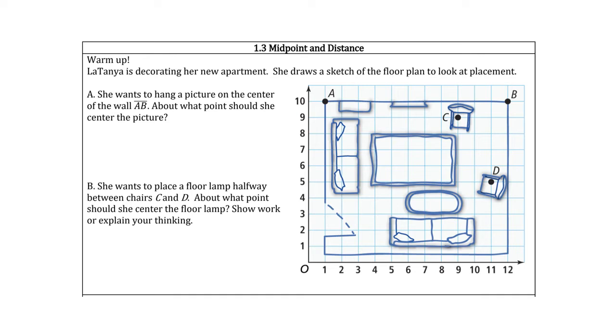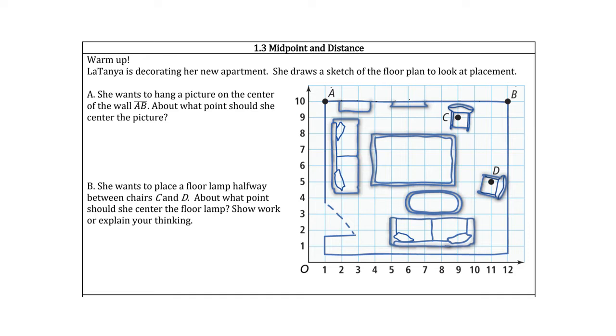Latanya wants to hang a picture on the center of the wall AB. So we have point A right here and B right here. So we're trying to find halfway through. At what point should she hang the picture? There's 1, 2, 3, 4, 5, 6, 7, 8, 9, 10, 11 spots from A to B, right? So we want to be halfway in between. So halfway in between 11 would be 5.5.